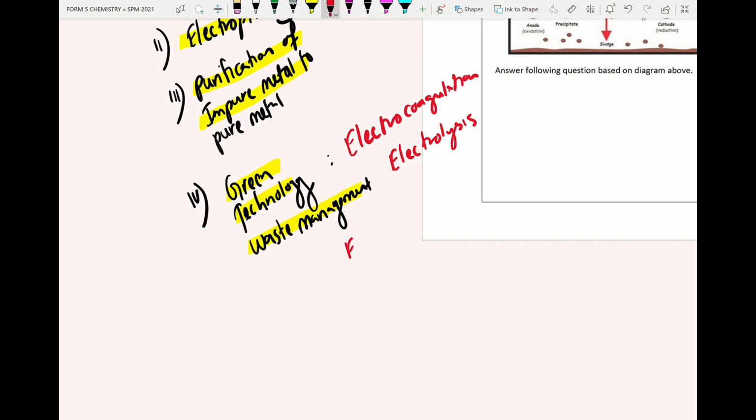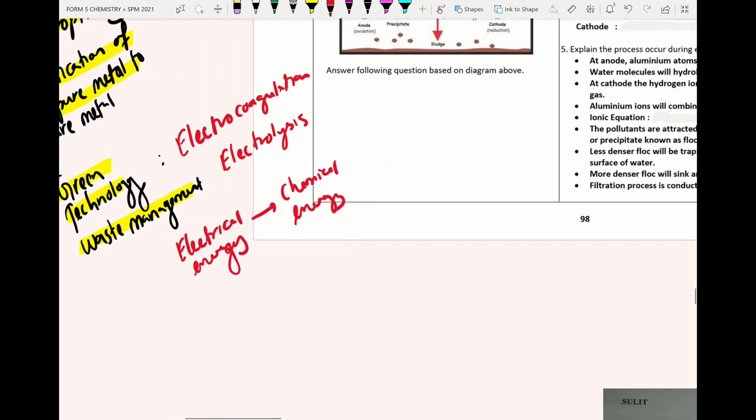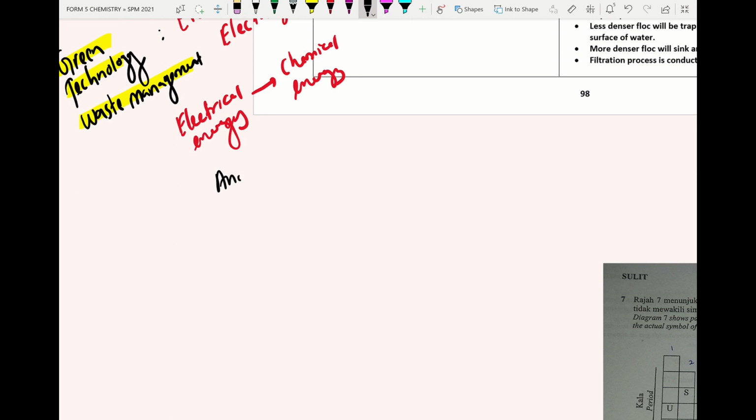Under the electrolysis process, electrical energy will be converted into chemical energy. Please remember all this. All right, so during this process, the anode will act as the positive terminal. The name of the process that occurs at the anode will be oxidation.